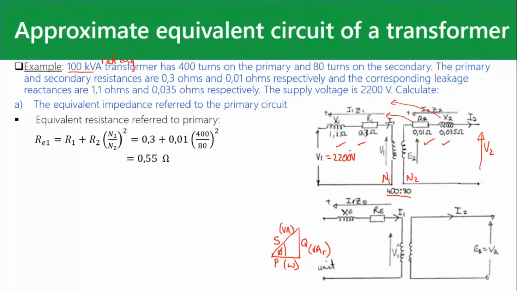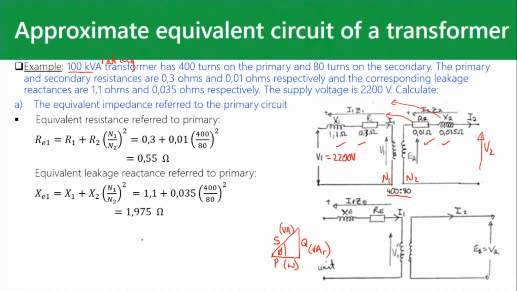The RE1 is 0.55 ohms. The reactance is 1.95975. So these are equivalent. So it's an equivalent number describing the effect on the transformer of the resistances that have now been lumped together.